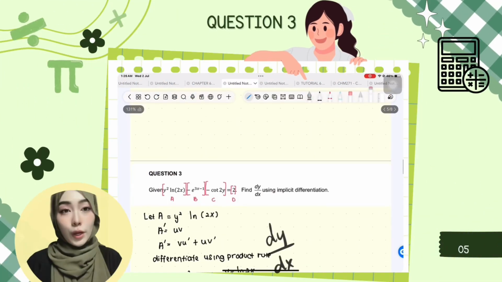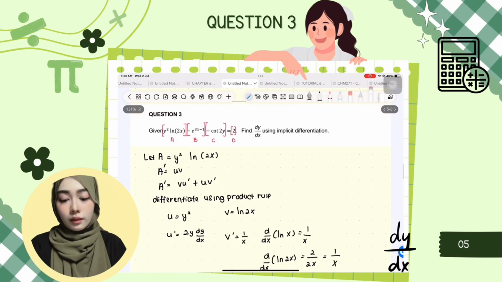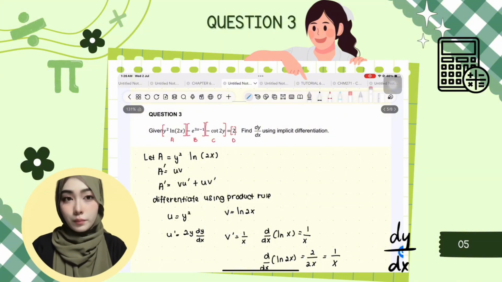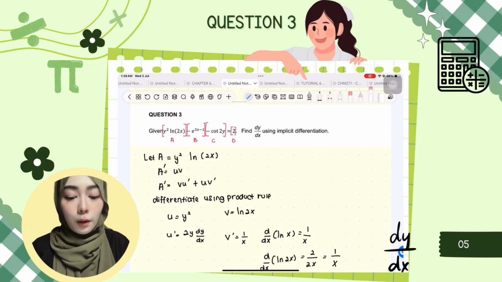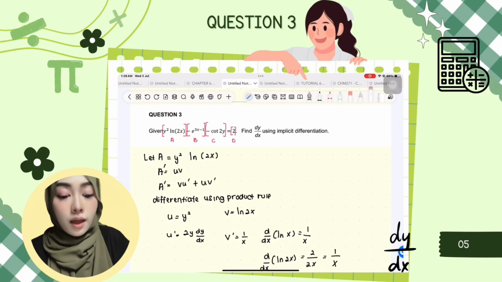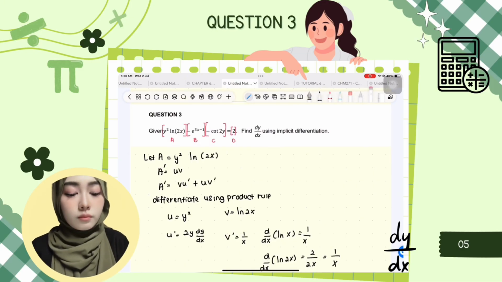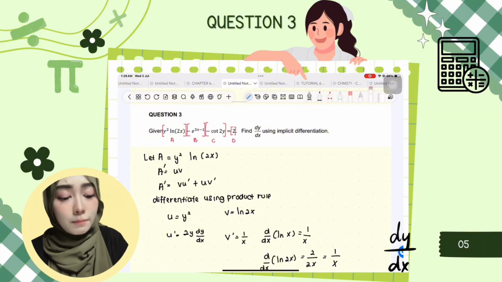Let's solve question number 3. Let's read this question first. Given y squared ln 2x minus e to the power 3x minus 1 minus cot 2y equal to 2. Find dy over dx using implicit differentiation.